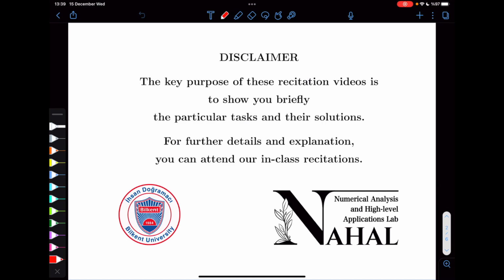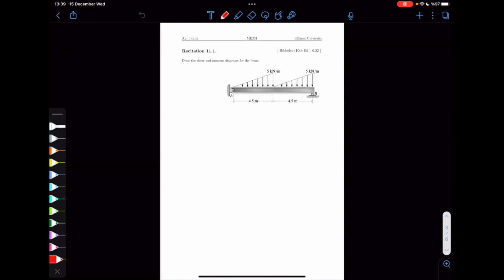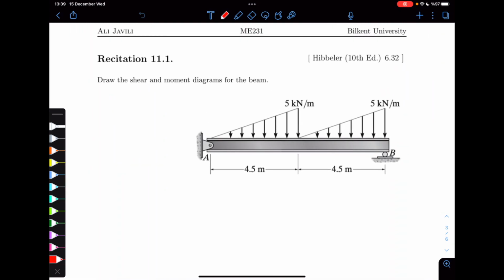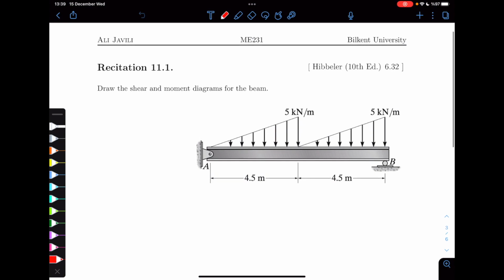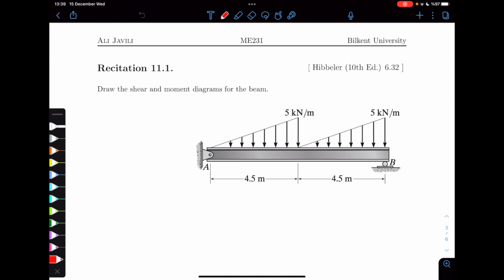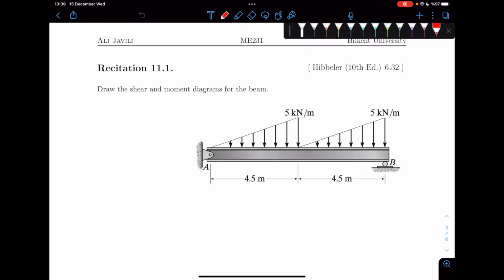As always, we have 4 exercises today. The first 3 are the key exercises. So this is the first one. You are given a beam shown in the picture here, and you are asked to draw the moment and shear diagram for this structure.